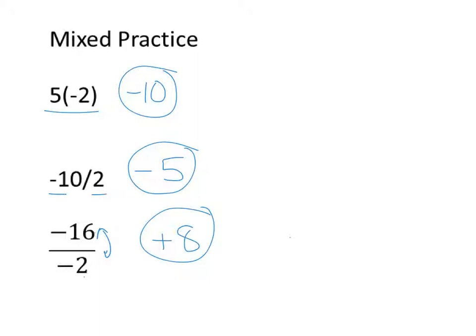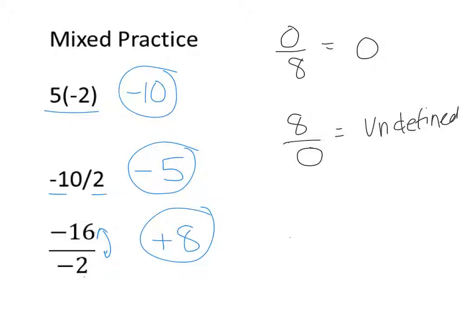I'm just going to add a few more. If you have 0 divided by 8, remember 0 is on the top, it's 0. But if you had 8 divided by 0, 0 is underneath, so it's going to be undefined.